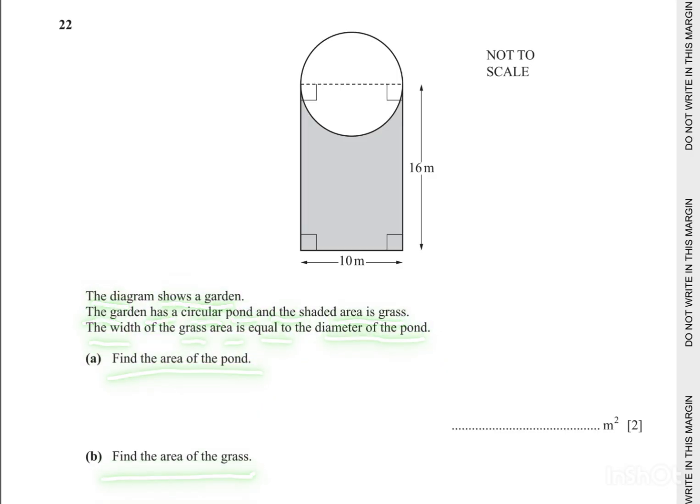This question has two shapes along with one of the shapes overlapping the other. So finding the area of this pond and this grass I will show you in this video. Welcome to my channel. Let us start solving this paper.